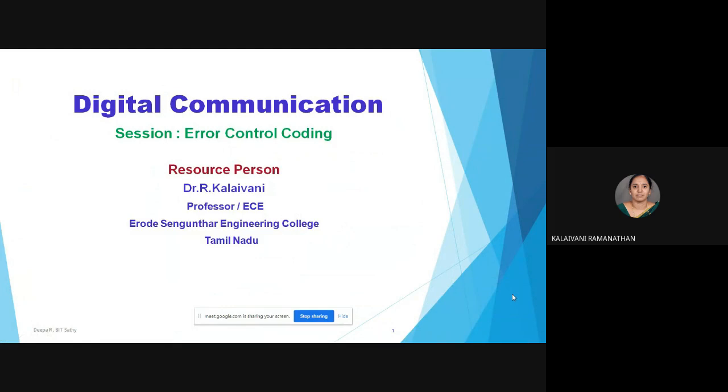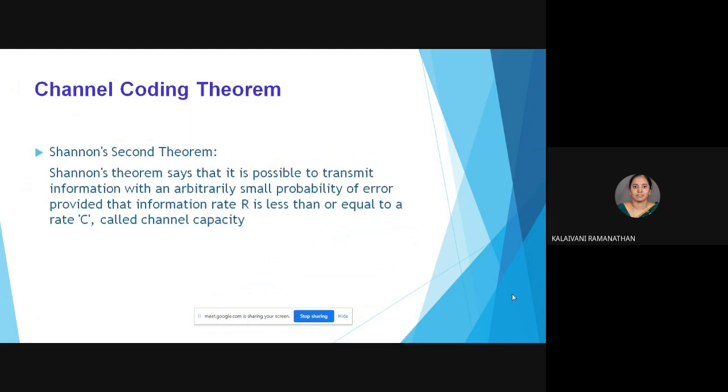Good evening all. Today we are going to see about error control coding in digital communication. The channel coding theorem states that it is possible to transmit information with an arbitrarily small probability of error, provided that the information rate R is less than or equal to a rate C called the channel capacity.